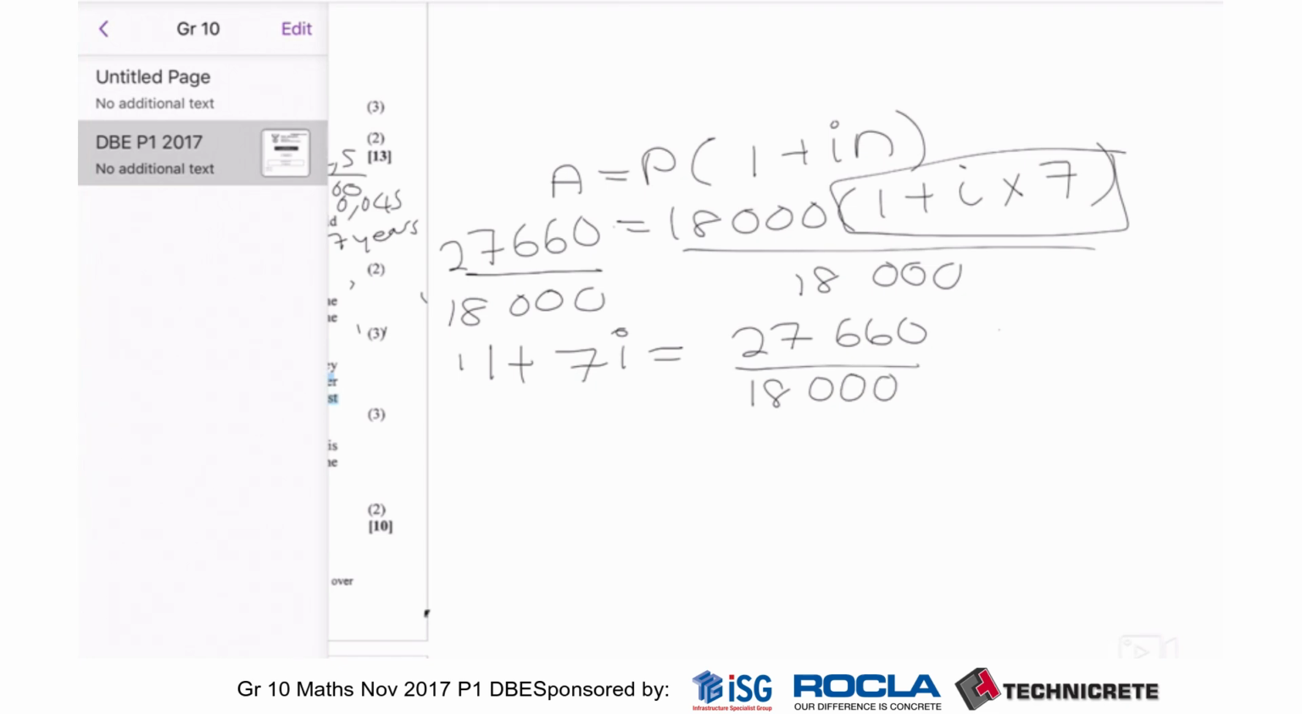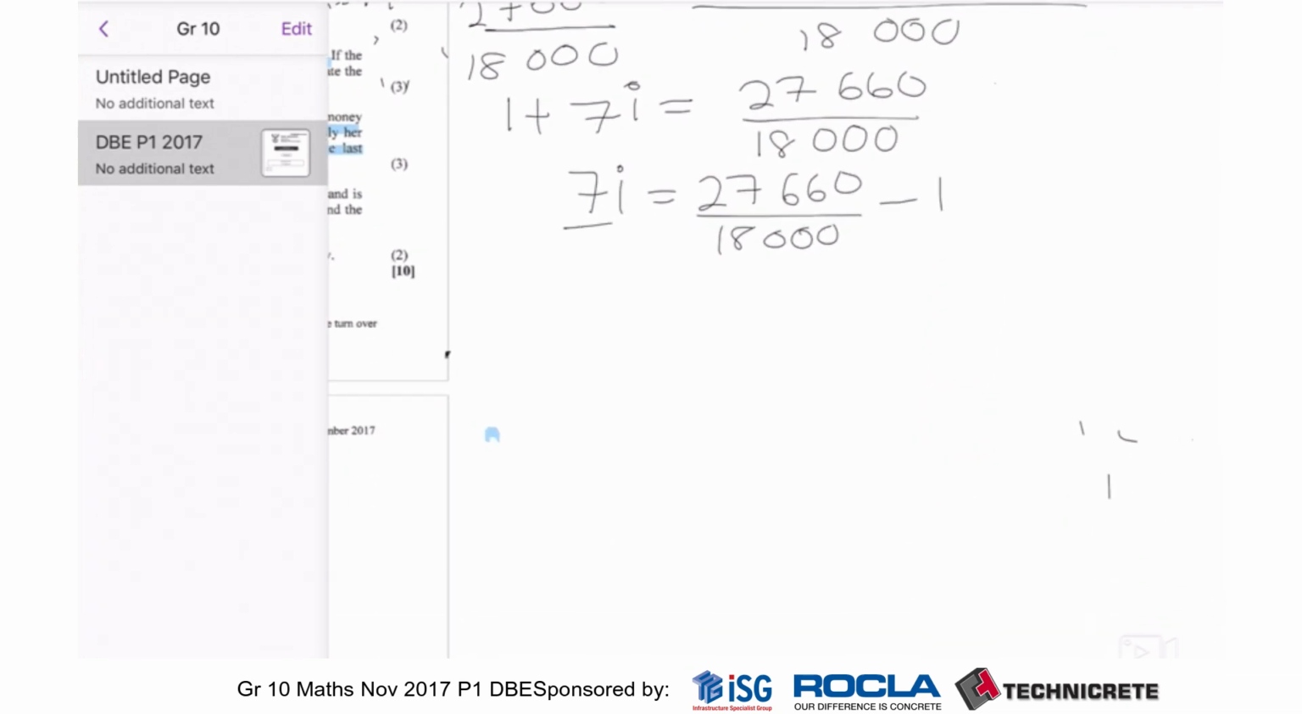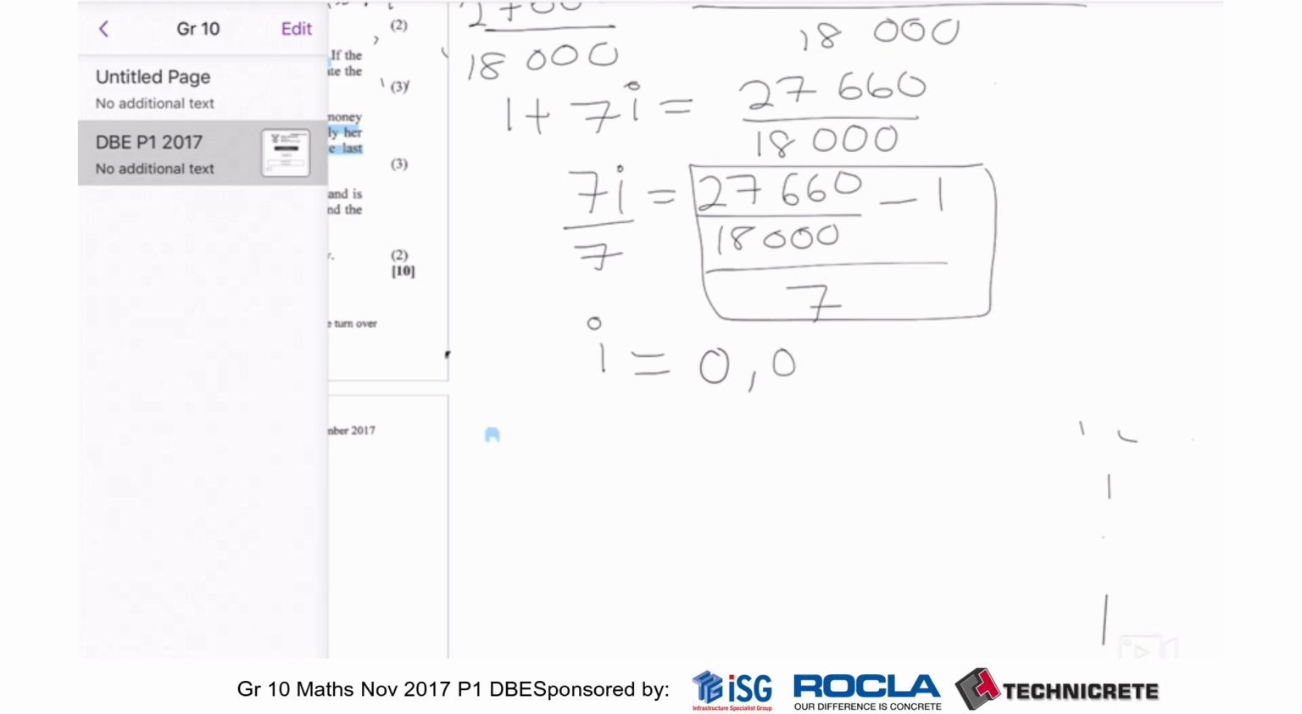I want to isolate that 7i. So I'm going to take the 1 to the other side. So I've got 27,660 over 18,000 minus 1. Keep it like that. Divide both sides by 7. Therefore, my i is going to be what? Now you're going to put this entire thing into your calculator, and you're going to get a value of i, which is 0.07666. Times it by 100. It's going to give me an interest rate of 7.67%.